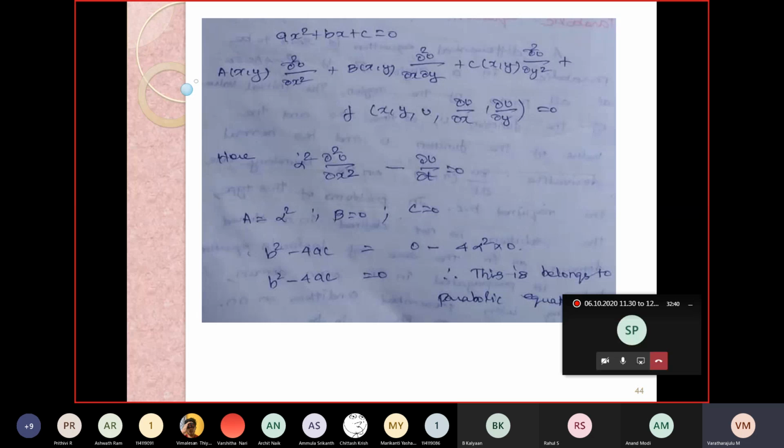Applying this to the basic relation b square minus 4ac, the term associated with xx is a, and we don't have any dou x dou y term, and similarly we don't have any dou y square term. Therefore b and c are equal to 0. Applying this to b square minus 4ac, we get minus 4 alpha square into 0, which also becomes 0. Therefore it belongs to a parabolic equation, which we can write as u_xx minus a u_t is equal to 0.